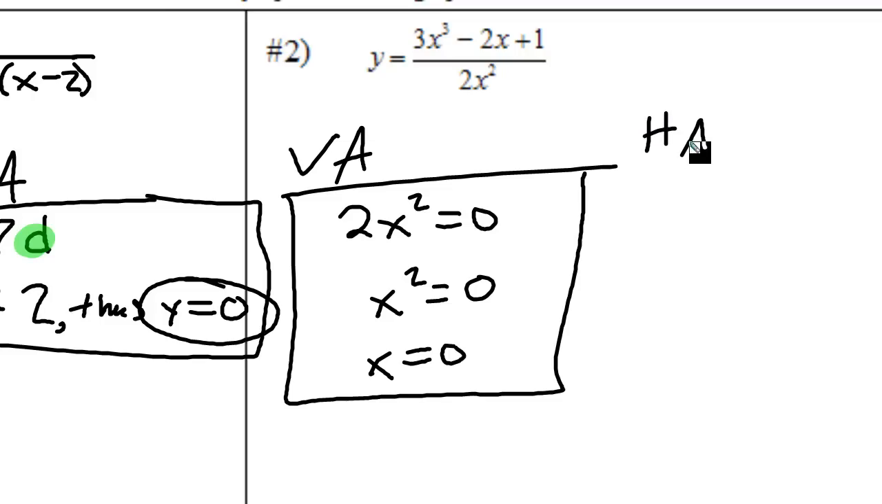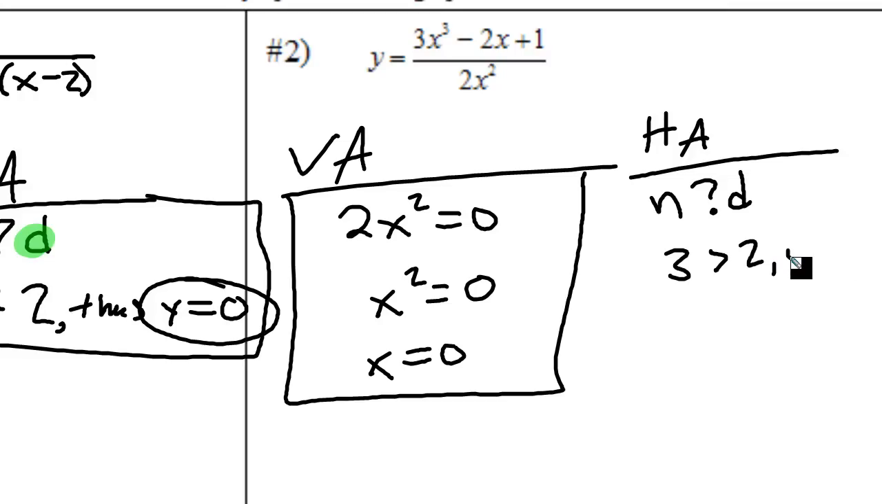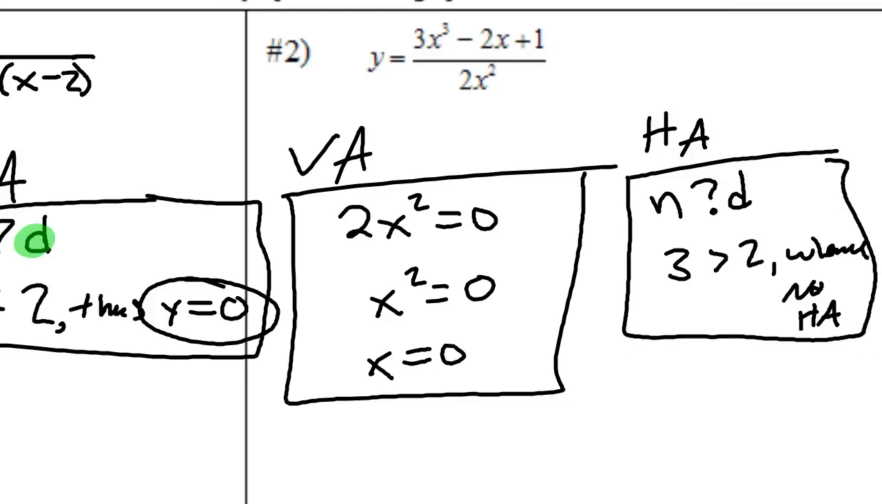To find the horizontal asymptotes, compare the biggest exponent in your numerator with the biggest exponent in your denominator. In this case, we have a 3, which is bigger than a 2. Hence, there's no horizontal asymptotes. If the top is bigger than the bottom, there's no horizontal asymptotes, which might mean there's a slant.